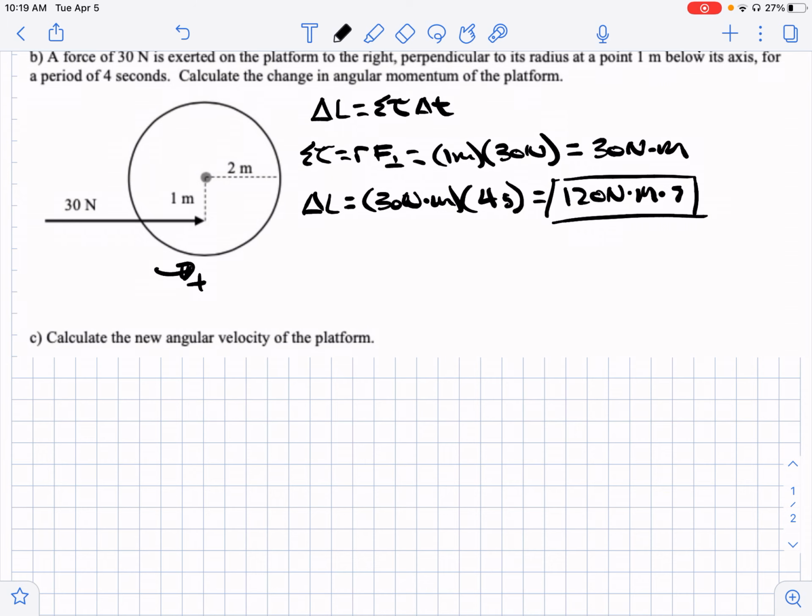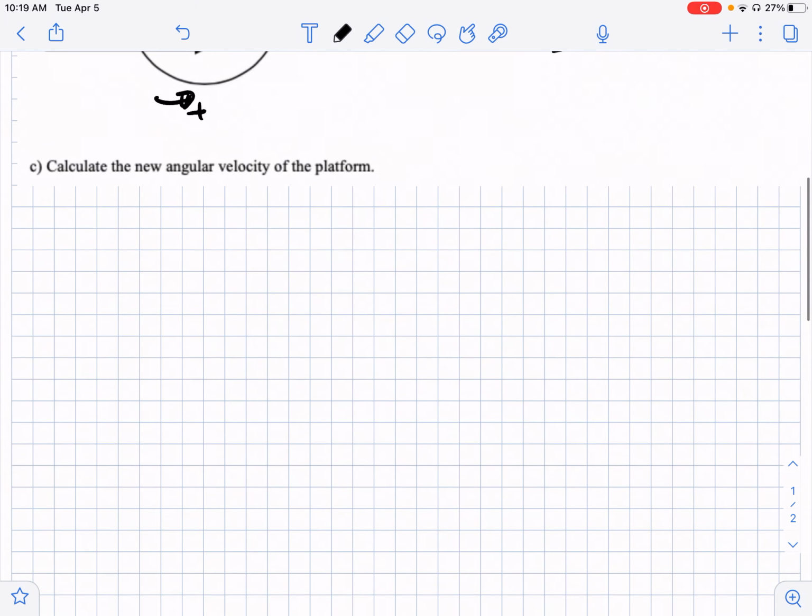And then the last part, we're asked to solve for the angular velocity of the platform after we applied this torque. And remember, your change in angular momentum can also be found by taking the final minus the initial momentum. And so if we rearrange this for the final angular momentum, it's going to equal your change in angular momentum plus the initial momentum. We solved for the initial momentum in part A, and we solved for the change in angular momentum in part B. So we can just plug in those numbers.